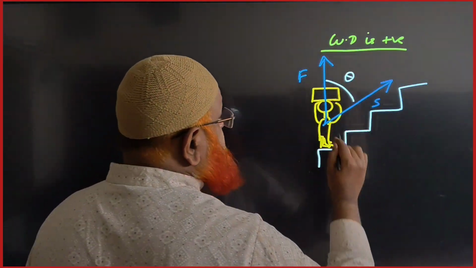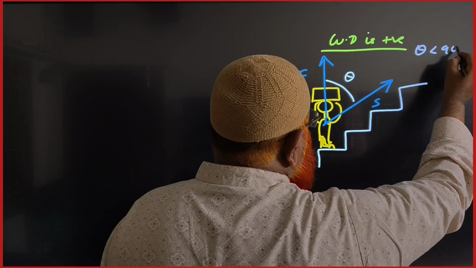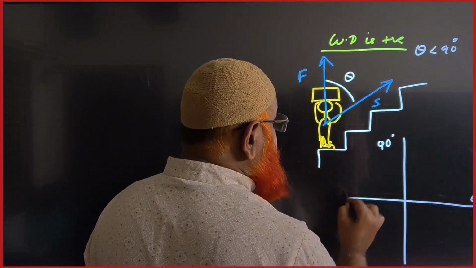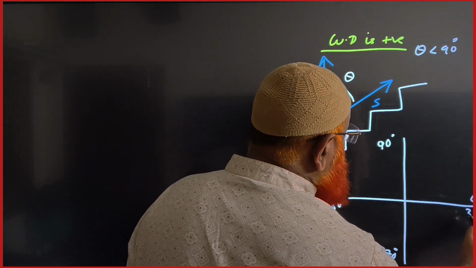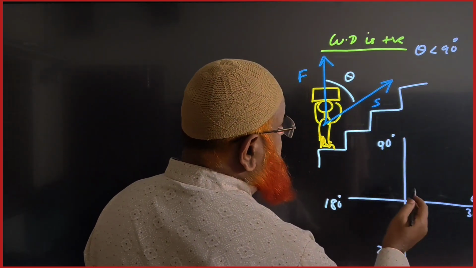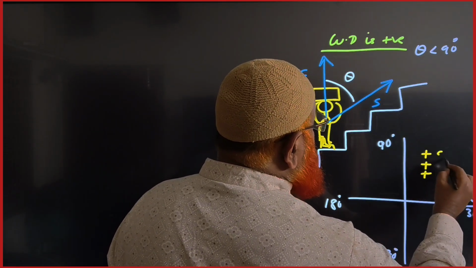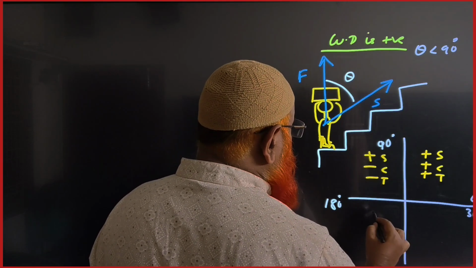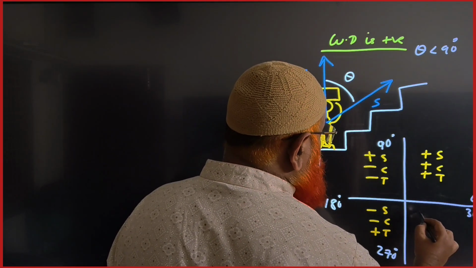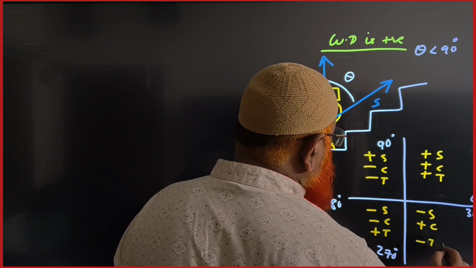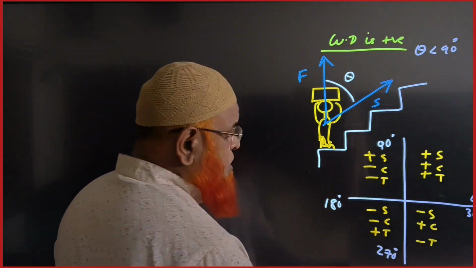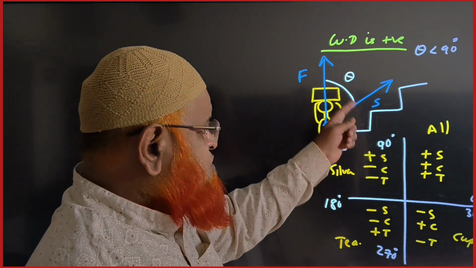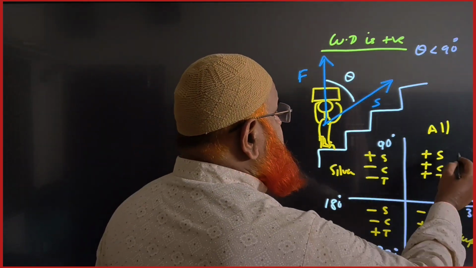Okay, so work done is called positive when theta is less than 90 degrees. According to the concept of trigonometry, this is 0, this is 90 degrees, this is 180 degrees, this is 270 degrees, and this is 360 degrees. Okay, so क्या होगा अभी यहाँ पर? All means all are positive here. Sin, cos, tan are positive here. Silver means only sin is positive here. Okay, and T means tan is positive. Cups means only cos is positive here. All silver, T, cups. When theta is less than 90 degrees, it comes under the first quadrant. क्या बोलते हैं इसको?